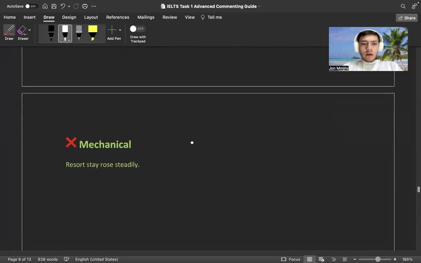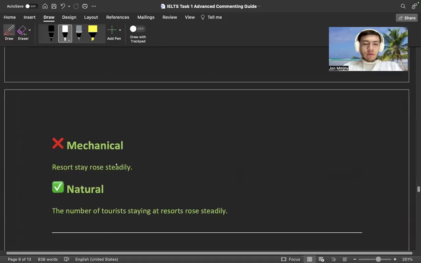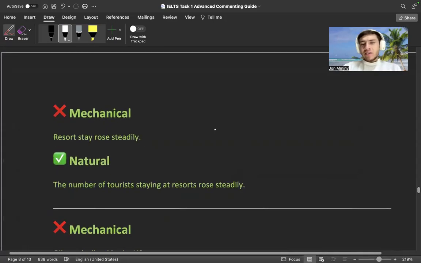Or here, resort stay rose steadily. Resort stay doesn't really rise. The number of tourists staying at resorts rose steadily. But there is a problem. You may have to overuse the word number in this case. So the solution is the grammar, commenting, which was our last lesson, or combining two sentences using while structures, having general trends in your overview. These are the things that you use to avoid overuse of the number, the figures, or all that stuff.